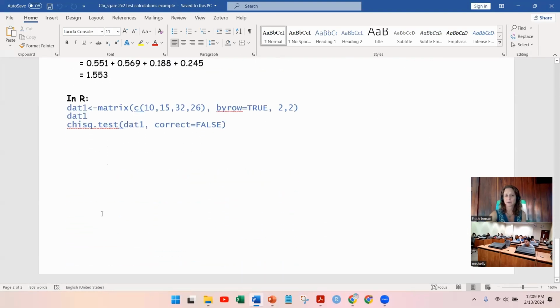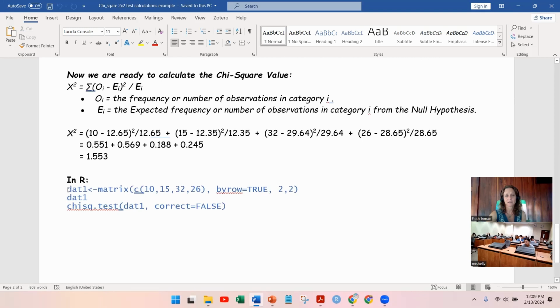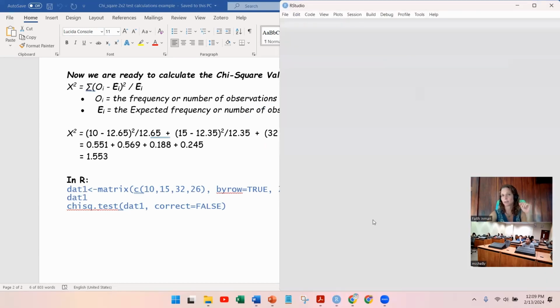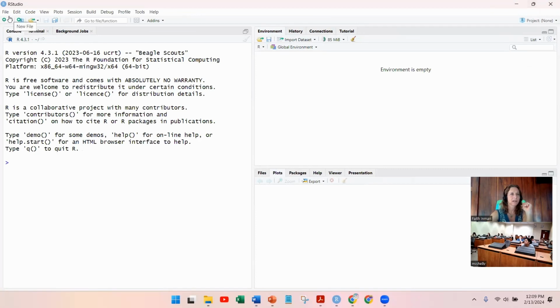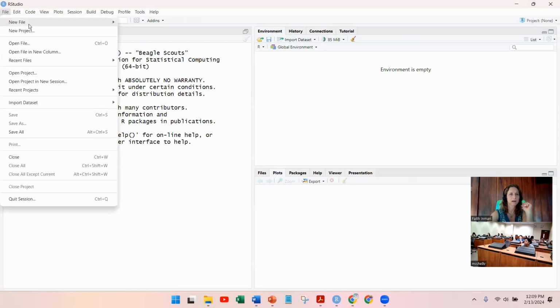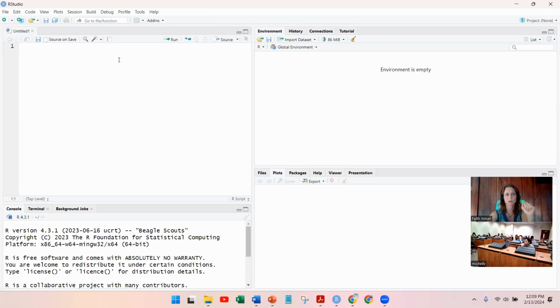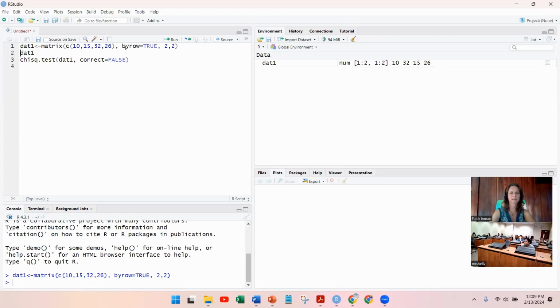And then you run the chi-square test. If I did this in R, I'll just take this. It'll work. This is easy. I'm just going to go over here and I'm going to say file, new file, R script, nothing fancy, just open up a script. And I'll just paste that in there. And I'll just run this.